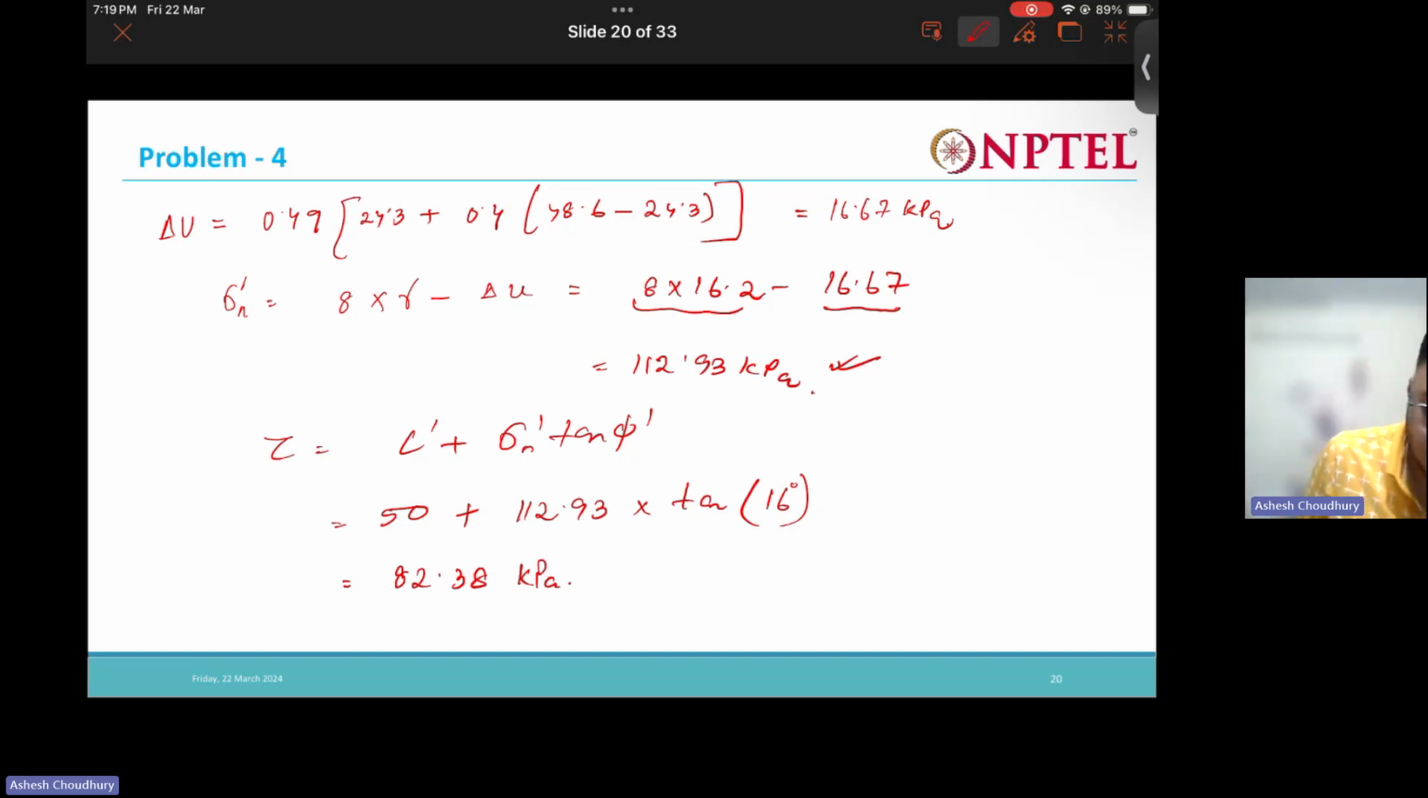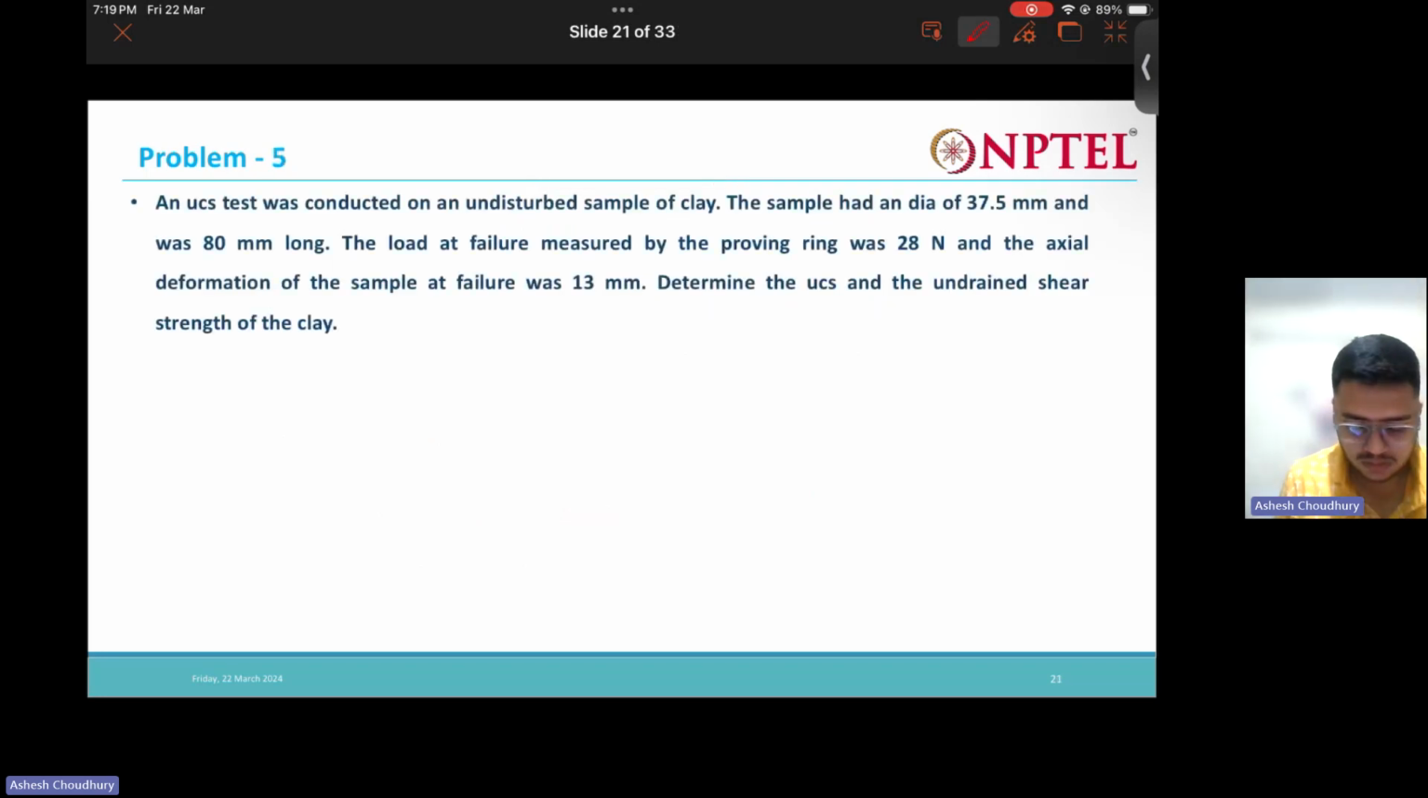Okay. Now the next problem, a UCS test. This you should be able to solve by yourself. It is very easy and much more similar to what you have solved before. So try to solve.